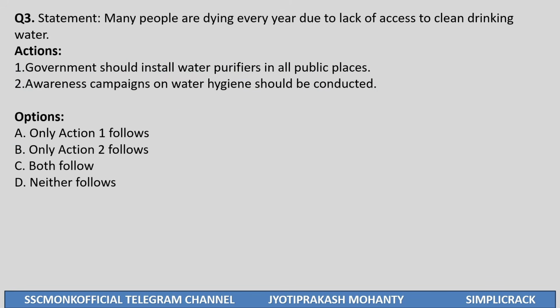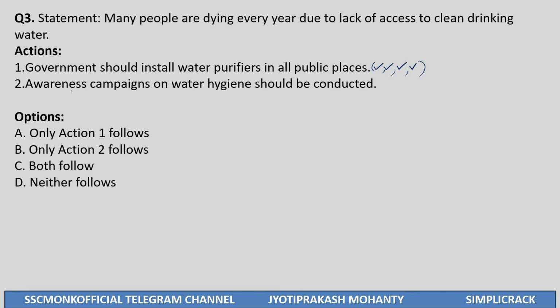Yes. Next, many people are dying every year due to lack of access to clean drinking water. Due to less clean drinking water, many people are dying. This is my statement. My actions are: the government should install water purifiers in all public places. This action is directly associated with it. This is practical, this is ethical, and this seems right. Because of this, deaths will be prevented.